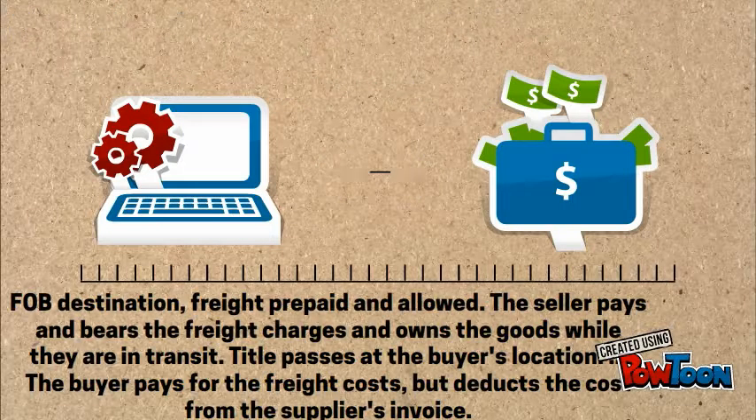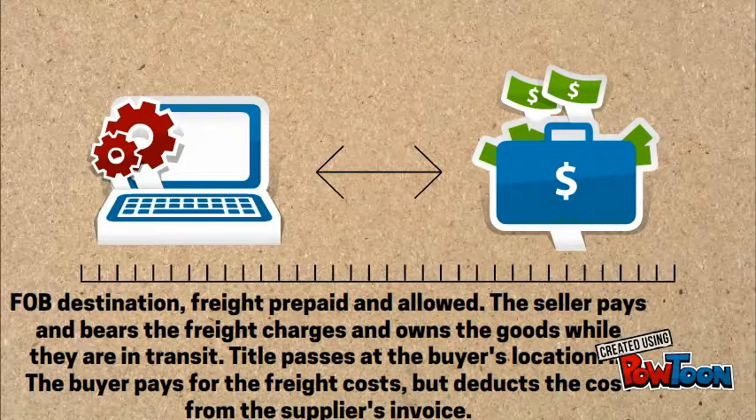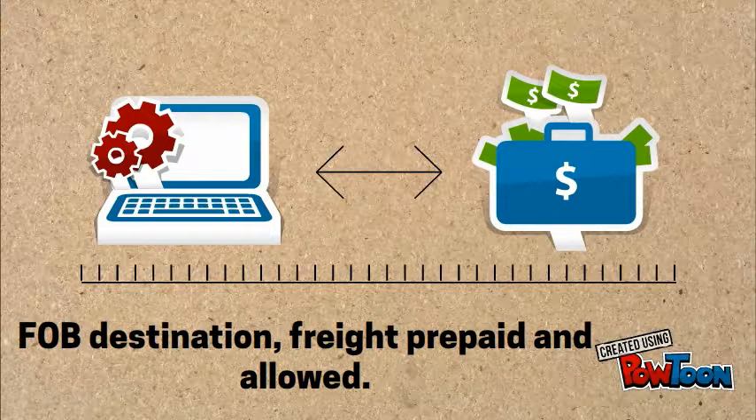The carrier bills the buyer directly. FOB destination, freight prepaid and allowed: the seller pays and bears the freight charges and owns the goods while they are in transit. Title passes at the buyer's location. The buyer pays for the freight costs, but deducts the cost from the supplier's invoice. FOB destination, freight prepaid and allowed.